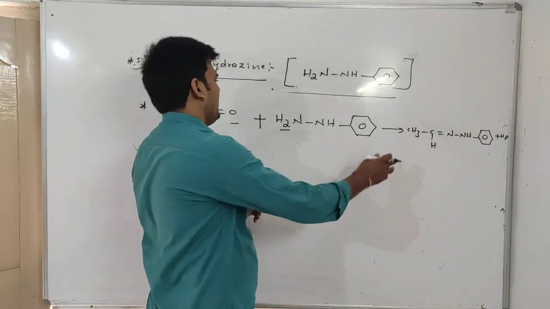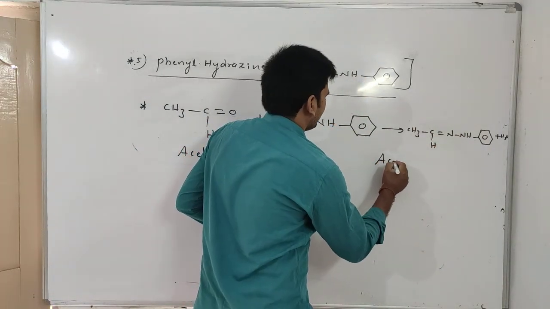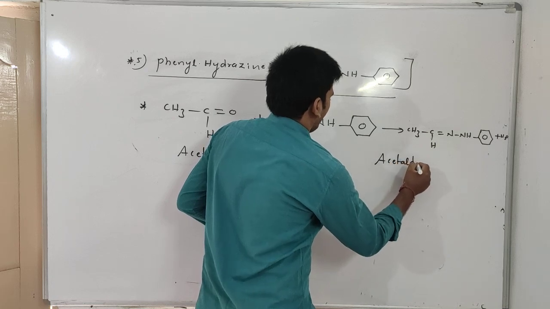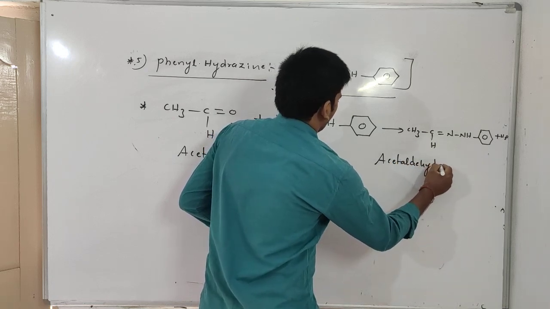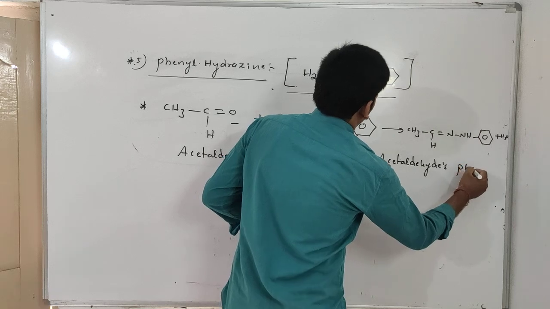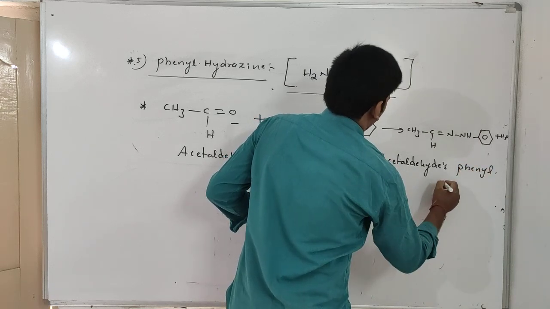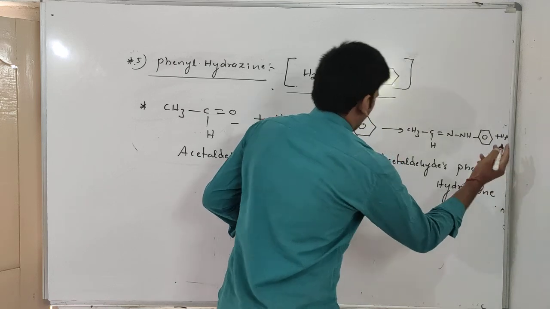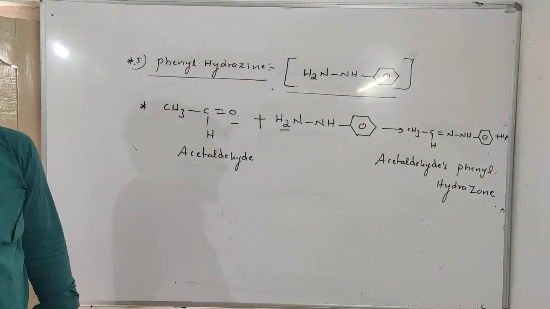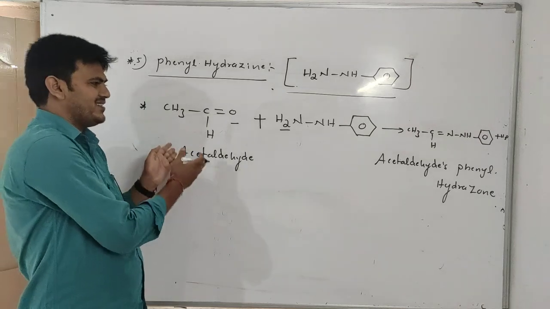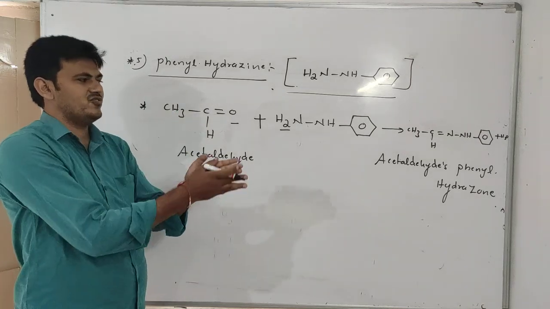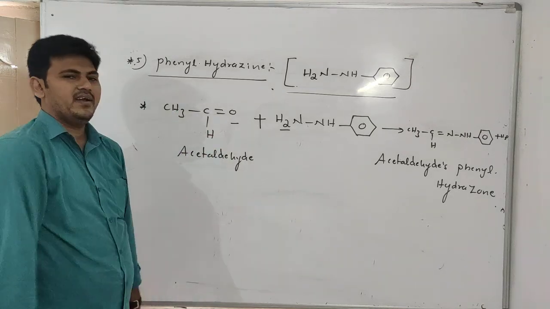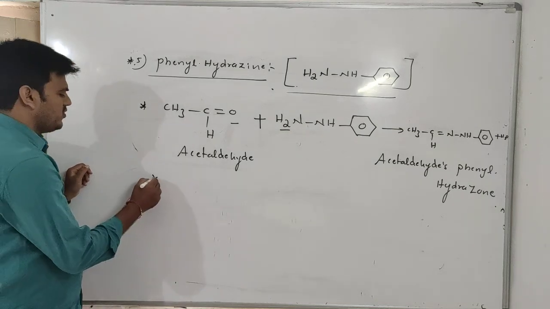The compound name is acetaldehyde phenyl hydrazone. So phenyl hydrazine is converted to phenyl hydrazone, acetaldehyde phenyl hydrazone.